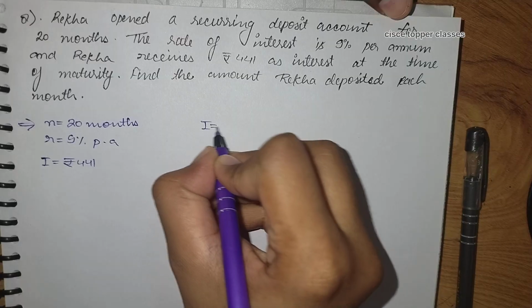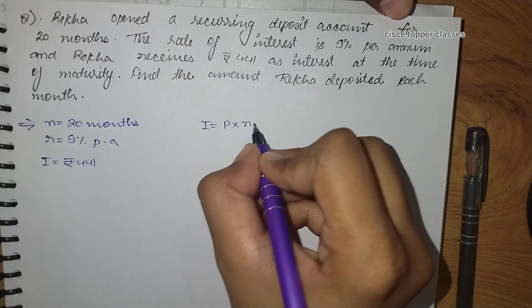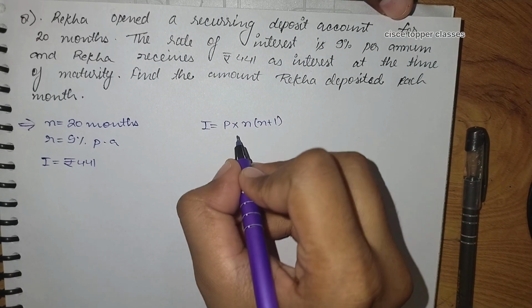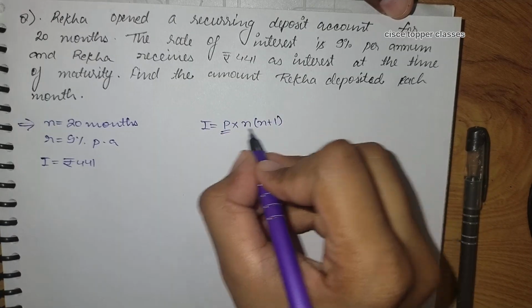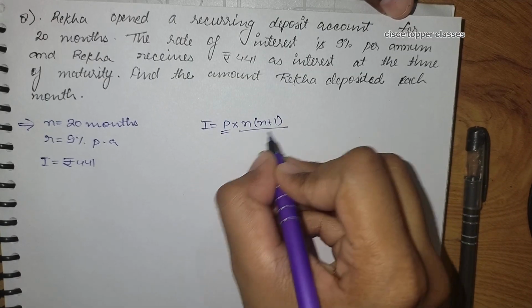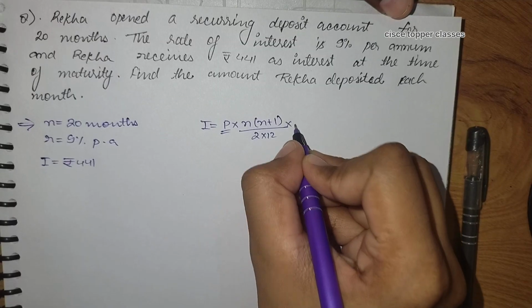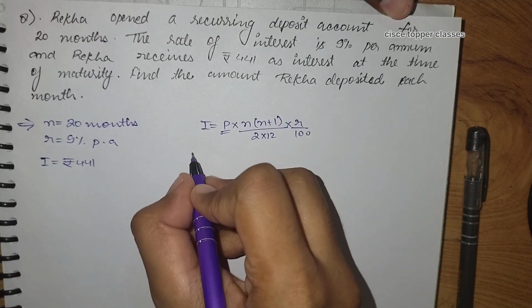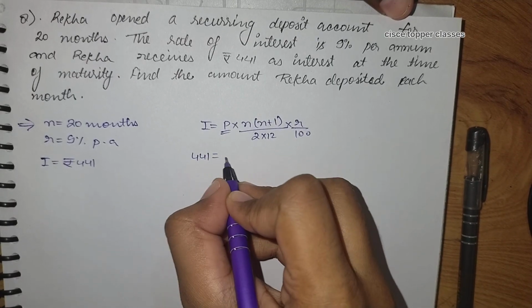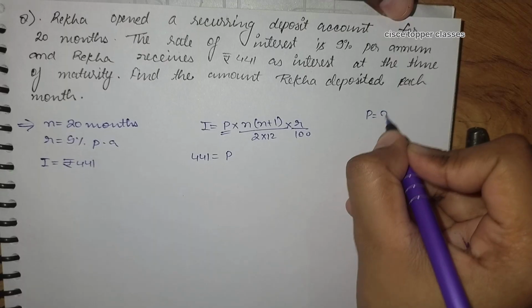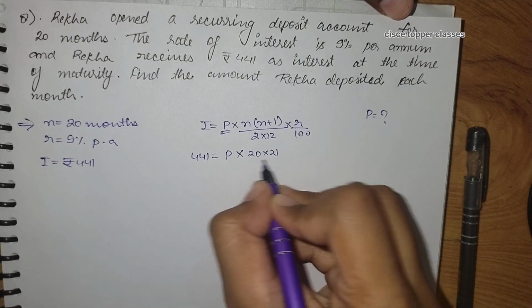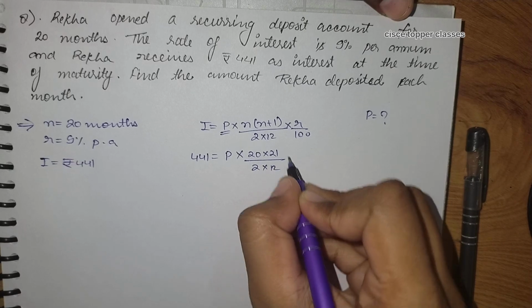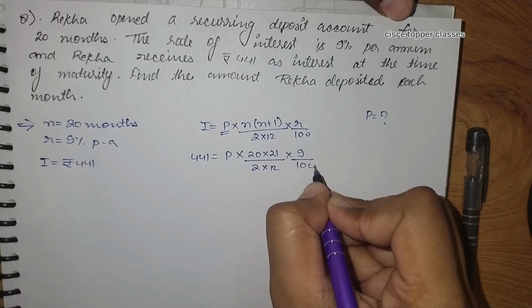Then find the amount Rekha deposited each month. So from the formula for interest, we will find the principal value here. We have to find the amount which she deposits each month, so this is only the principal value. Interest is P into n into n plus 1 by 2 into 12 into r by 100. If we put all the values, this is 441, principal value we have to find here. N is 20, so this will be n plus 1, 21, 2 into 12 into rate 9% divided by 100.